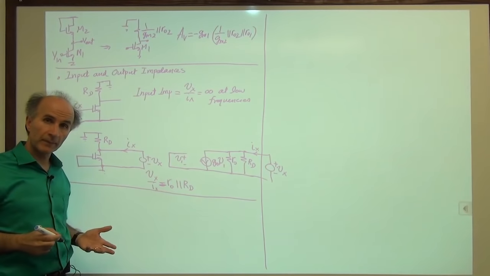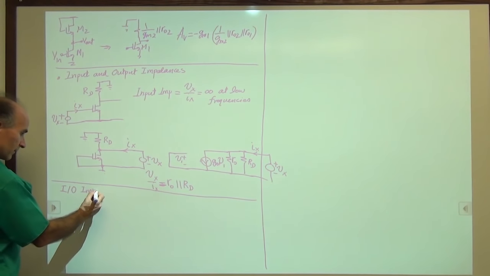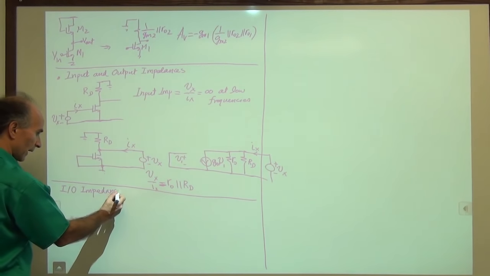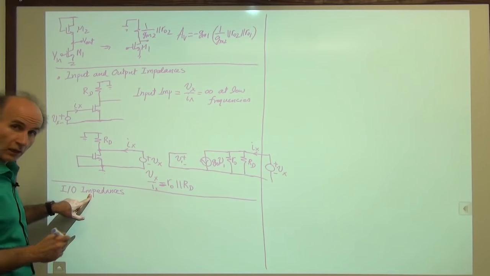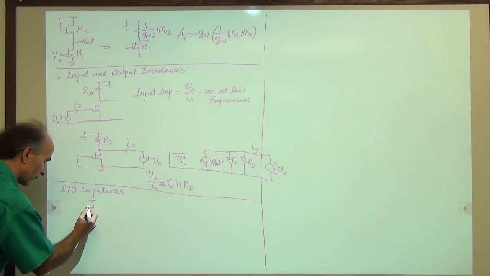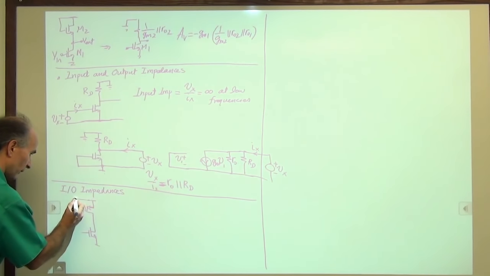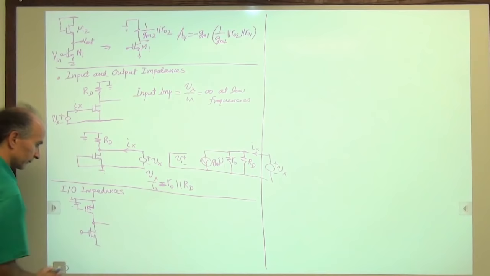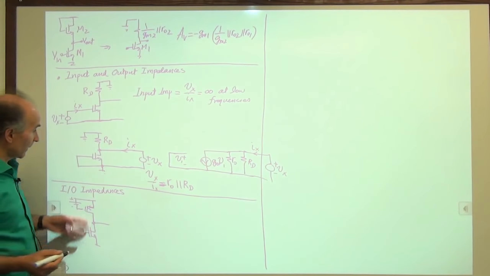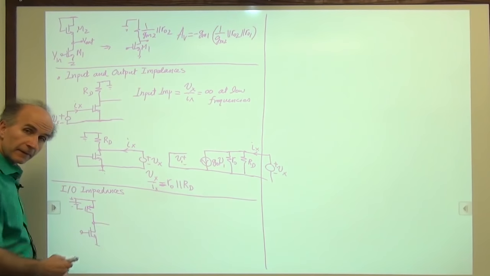Now, how about the other two types that we introduced? Well, let's quickly look at those. So I will write this as I-O impedances. I-O means input and output. Input and output impedances of the other two types. So we had a current source load, for example, like so. Remember, we had a PMOS device approximating a current source. How much is the input impedance? Same as before, infinity at low frequencies. So that's gone.